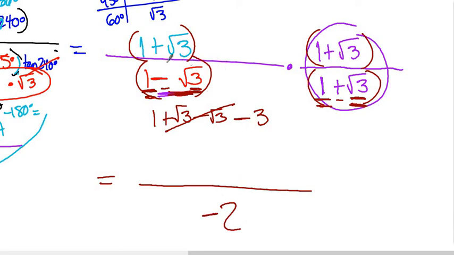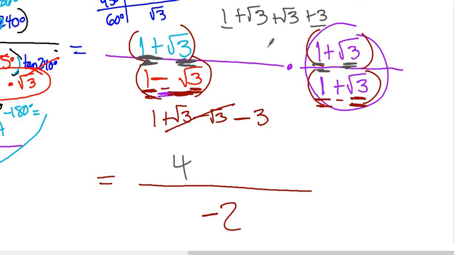All right, then we have the top. So the top is 1 times 1, which is 1. 1 times root 3 is radical 3. Root 3 times 1 is another radical 3. And root 3 times root 3 is again 3. So we have 1 plus 3, which is 4. And we have 1 radical 3 plus another radical 3 is 2 radical 3.